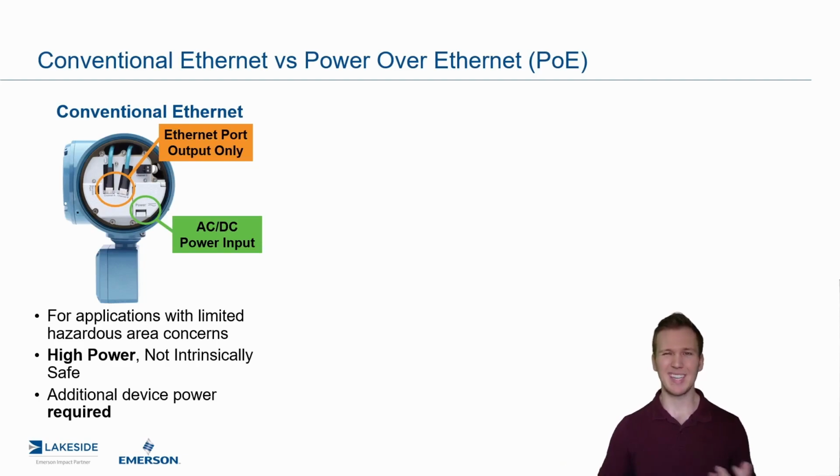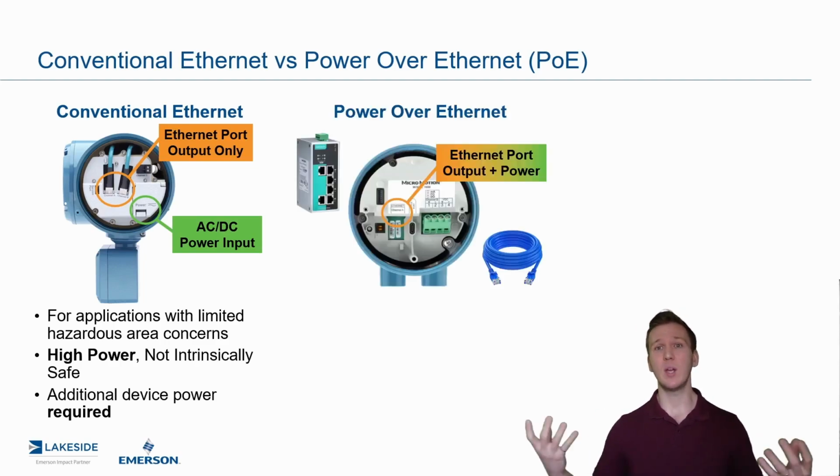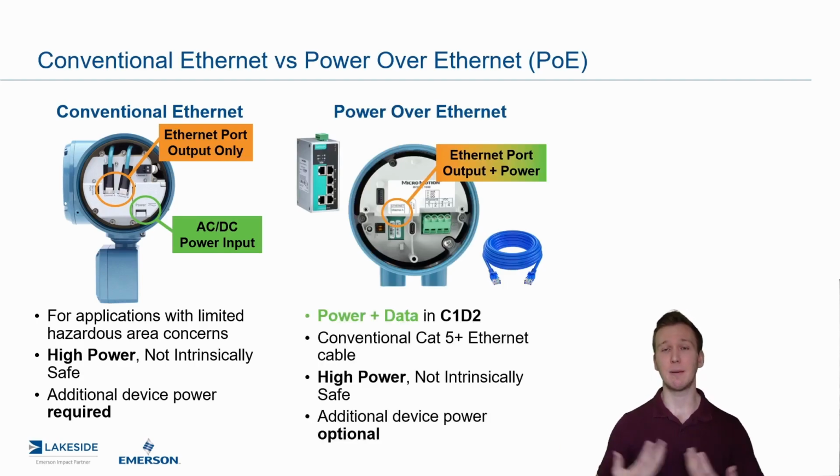You might think, well, how is that any different than if we were maybe communicating 4 to 20 with HART? Well, it's not. But how it differs with power over Ethernet is we can combine these together. So we can combine power and data on the same conventional Cat5 or greater Ethernet cable in Class 1 Div 2 zones. So again, the sensor itself requires a high amount of power. It's not going to be intrinsically safe, but you do not need to provide separate power. Okay, and this is a huge advantage because it simplifies installation tremendously.